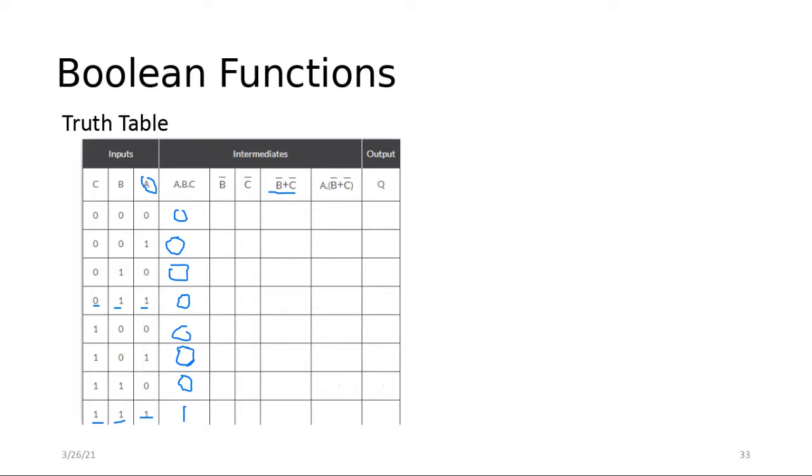What was the Q? This expression equals Q. Please fill in this table. It is an important exercise. If anybody finishes, please write down. I want to see how many of you have done this truth table.